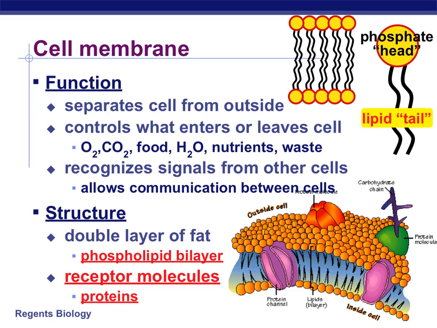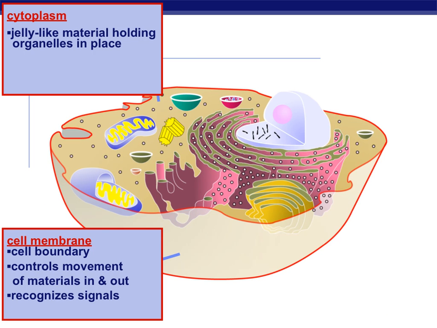And because of some of the things that are embedded in the cell membrane, here's another drawing of it, some of those things allow communication and signaling from one cell to the next. We'll talk more about the structure. It's called a phospholipid bilayer because there are essentially two layers of these lipid molecules. Embedded in them are receptor molecules, specific proteins that are going to recognize certain specific compounds. You can pause here and review these first couple of cell parts.